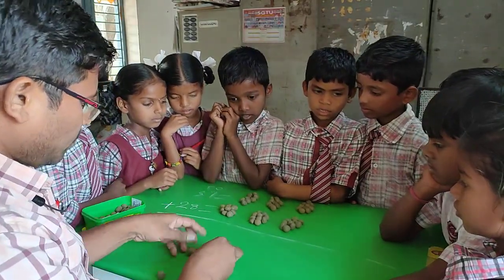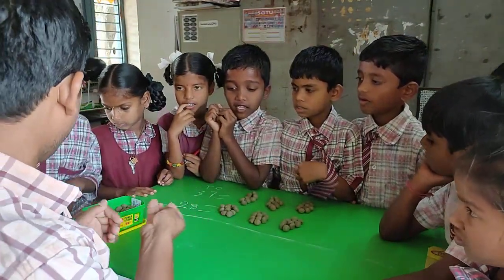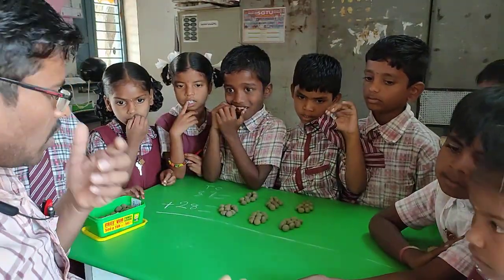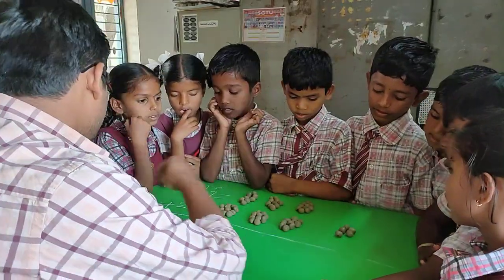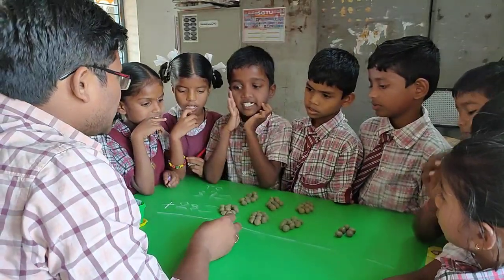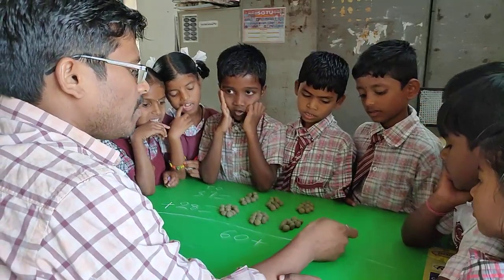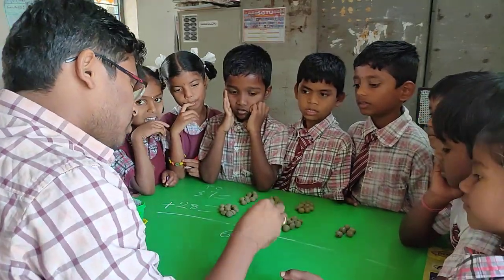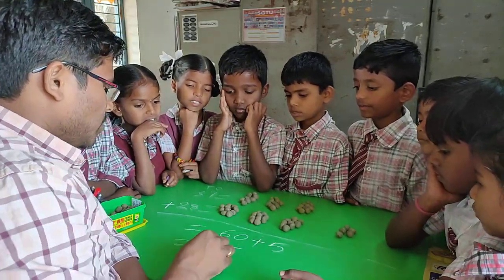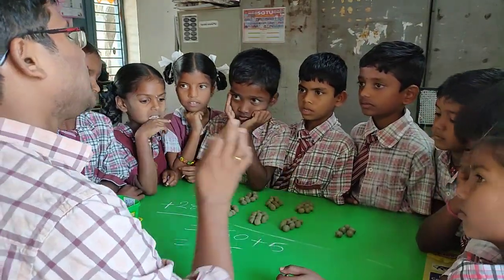So how many remain? 5 remain. So 6 tens of seeds are here. 6 tens how much? 60. 6 tens, 60, plus 5 ones. 60 plus 5, 65. So this way we can do regrouping addition using seeds.